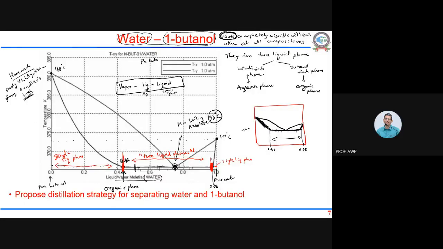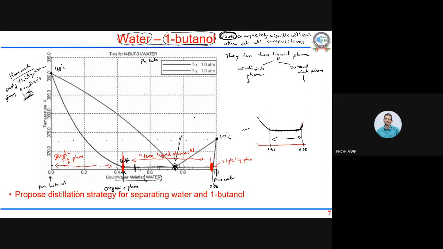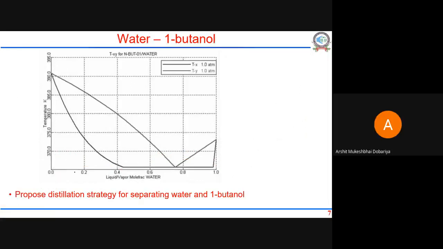But do you agree with this? At least, do you agree that the vapor liquid equilibrium for immiscible mixtures would look something like this? Do you agree with that? Yes, sir. Then we can go forward.